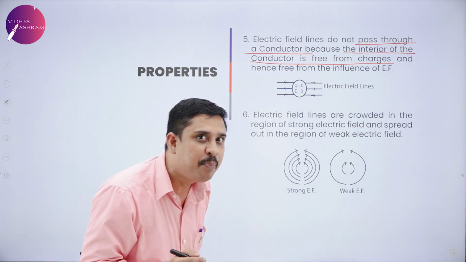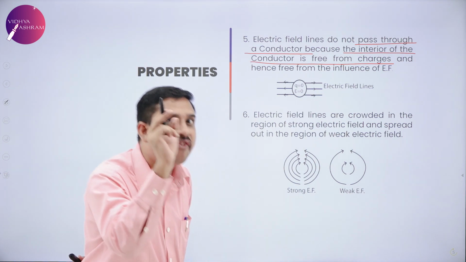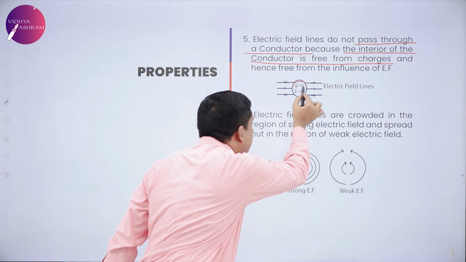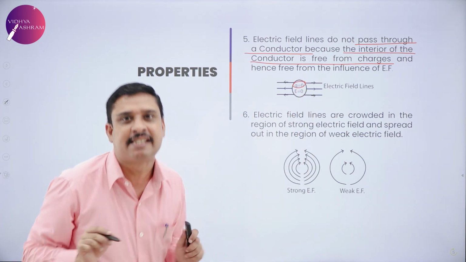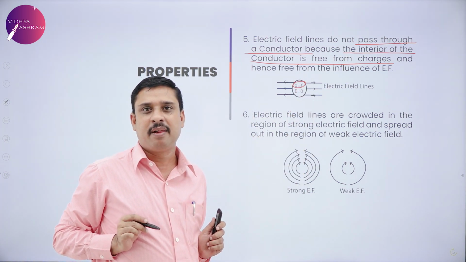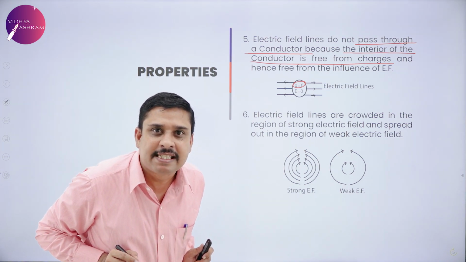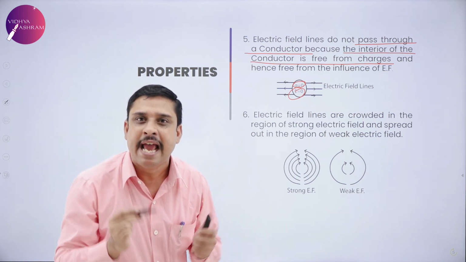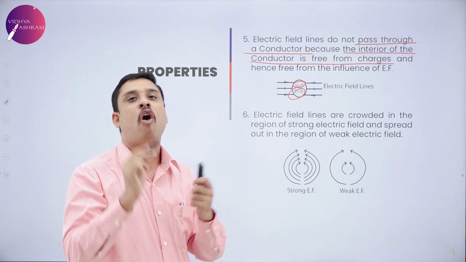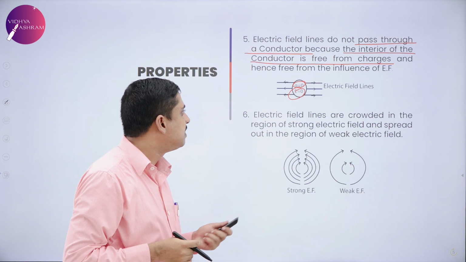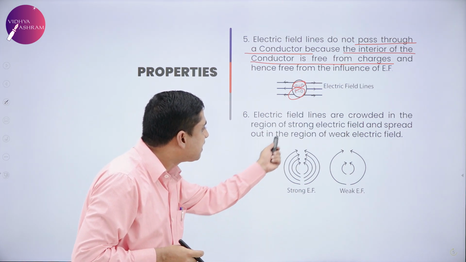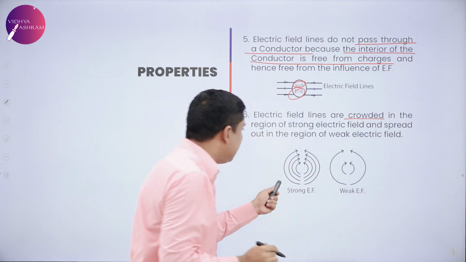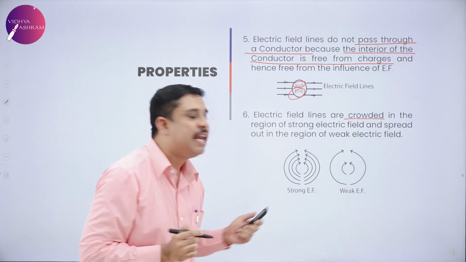Why can't this happen? The interior of any conductor is free from the presence of charges. No charges inside the conductor. When there are no charges inside the conductor, no electric field. Therefore, electric field lines do not pass. And finally, we say electric field lines are crowded in the region of strong electric field.